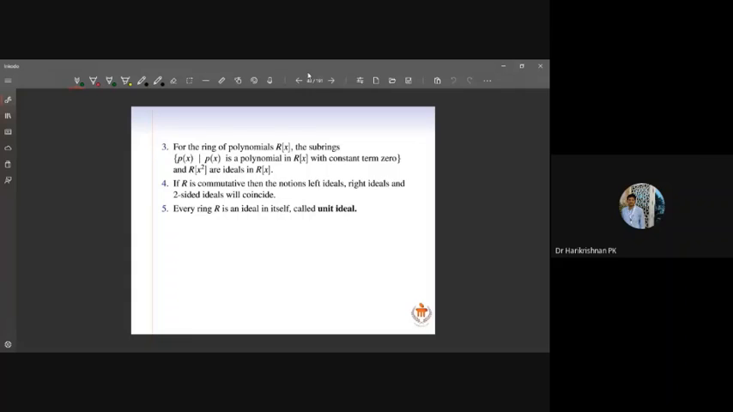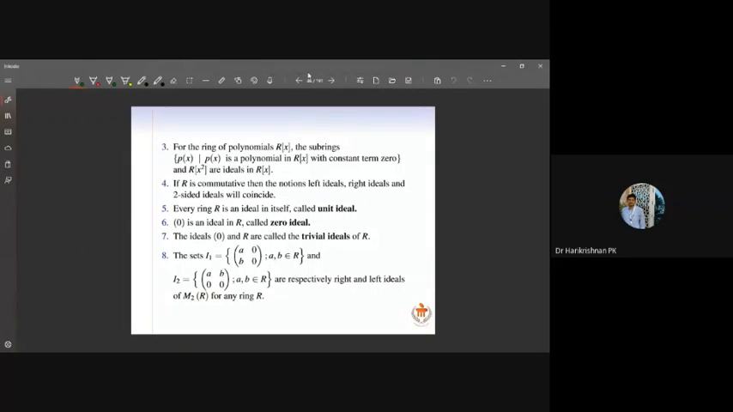If you see any ring, you can see that the ring is an ideal in itself. Every ring is an ideal in itself. Such ideals are called unit ideals. And you know that the set {0} is an ideal in R. Such an ideal is called the zero ideal. I am just telling what the different types of ideals are. The unit ideal and the zero ideal of a ring are called the trivial ideals of that ring. For any ring, the zero ideal and the unit ideal are the trivial ideals.